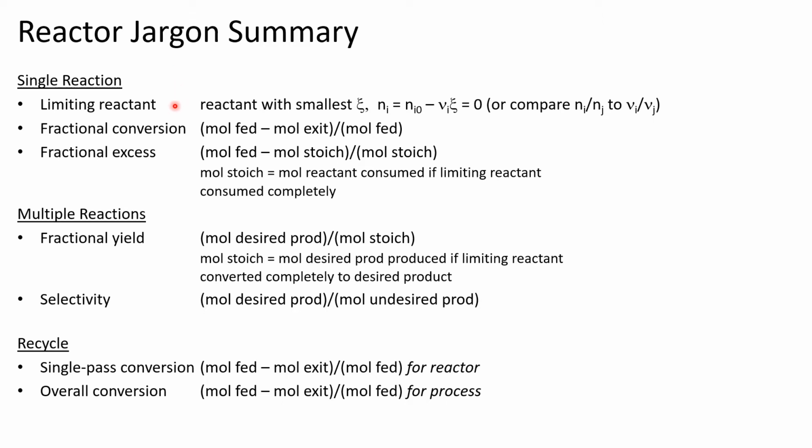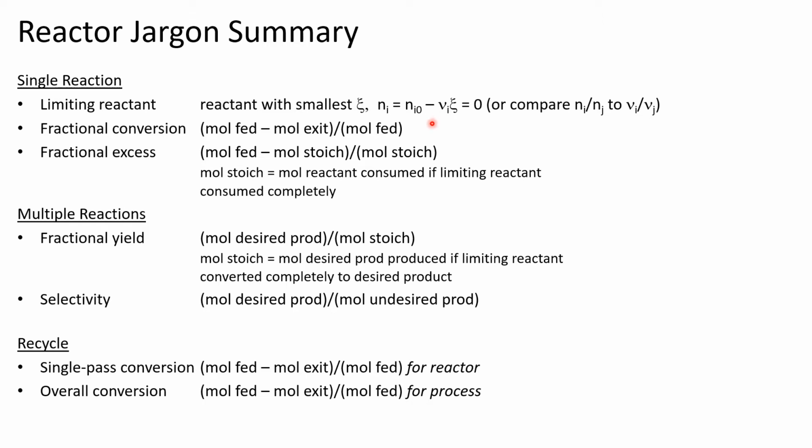We first talked about the limiting reactant. That's the reactant that has the smallest extent of reaction if we set the moles coming out of the reactor equal to the number of moles that enter minus the stoichiometric coefficient in the balanced chemical equation times the extent of reaction xi. We set that all equal to 0. Or we could just simply compare the ratio of the number of moles entering into the reactor for species I to the number of moles that are entering for species J to the ratio of the stoichiometric coefficients to determine which of the species is the limiting reactant.